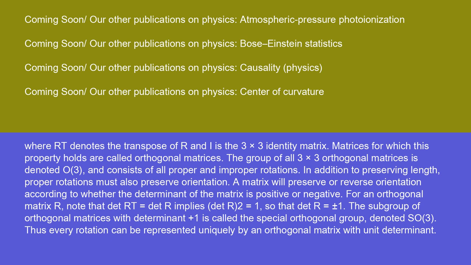The group of all 3x3 orthogonal matrices is denoted O(3) and consists of all proper and improper rotations. In addition to preserving length, proper rotations must also preserve orientation. A matrix will preserve or reverse orientation according to whether the determinant of the matrix is positive or negative. For an orthogonal matrix R, note that det Rᵀ = det R implies (det R)² = 1, so that det R = ±1. The subgroup of orthogonal matrices with determinant +1 is called the special orthogonal group, denoted SO(3). Thus, every rotation can be represented uniquely by an orthogonal matrix with unit determinant.